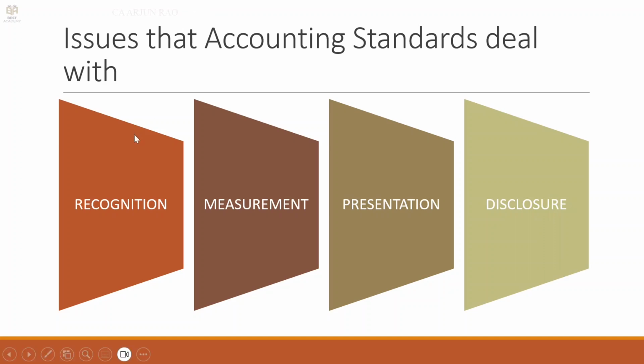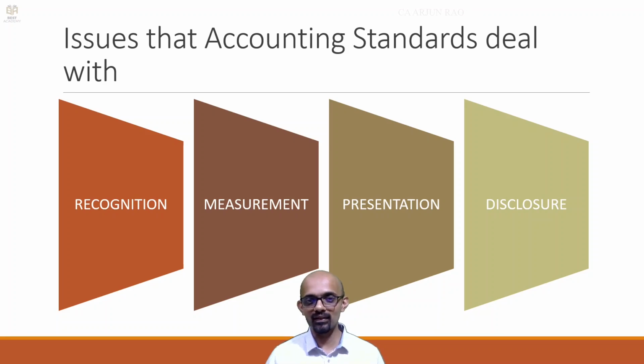So, what is recognition? Recognition means the act of recognizing the economic impact of transactions and events. So, basically, when should we pass a journal entry in simple words? Debtor to sales, we are recognizing revenue. Purchases to creditors, so we are recognizing the purchase. So, recognition is basically when we should pass the journal entry.